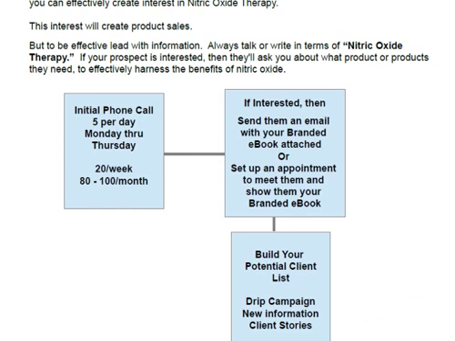Now there's a flowchart that we put into this PDF. Most people have 500 or more contacts. And so we suggest using a systematic approach so that you can effectively create interest in nitric oxide therapy. This interest will create product sales. But to be effective, lead with information. Always talk or write in terms of nitric oxide therapy.